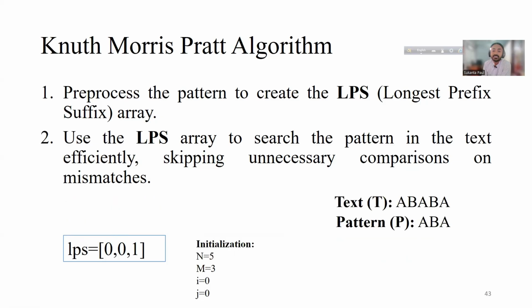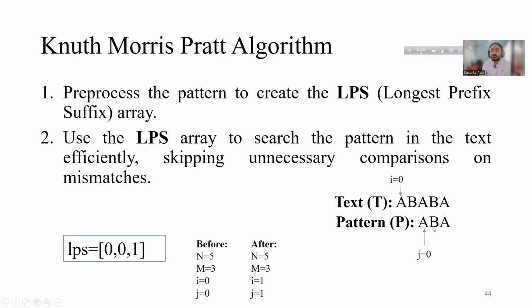Okay, start. Initially, the value of n is the length of T, which is 5, and the value of m is equal to 3. The value of m means the length of the pattern P. Initially, both the indicators i and j are equal to 0.